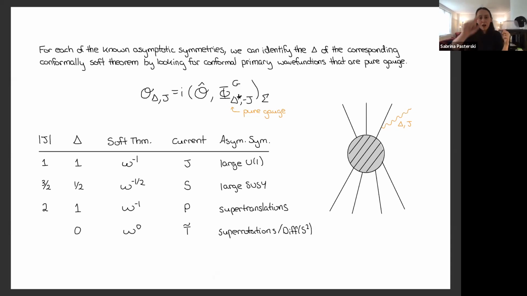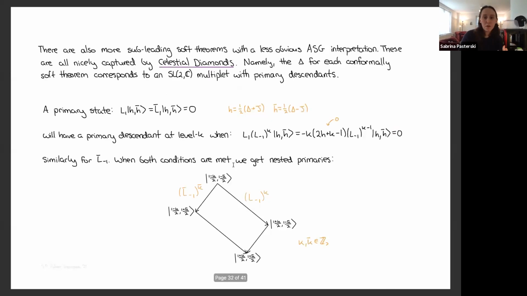One of the questions that David was asking was, well, sometimes you have soft theorems but you might not have asymptotic symmetries that are obvious. In the cases of subleading soft theorems, which I think is the most pressing issue because those symmetries are important for what I'm going to talk about later, they all fit into the structure of having primary descendants.